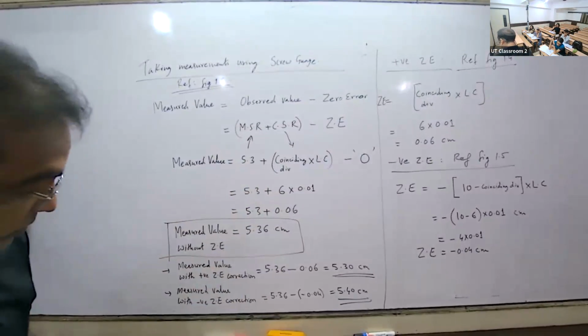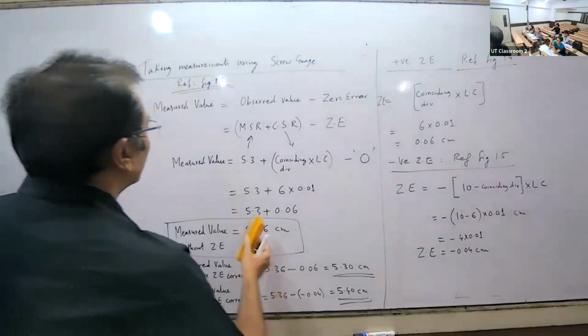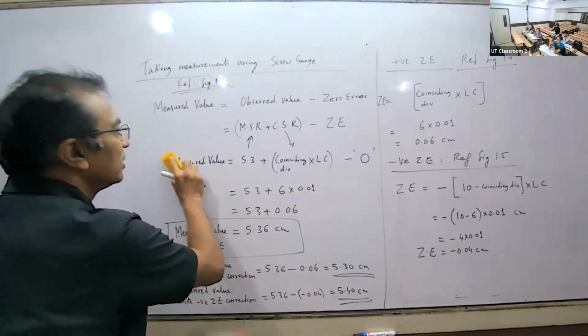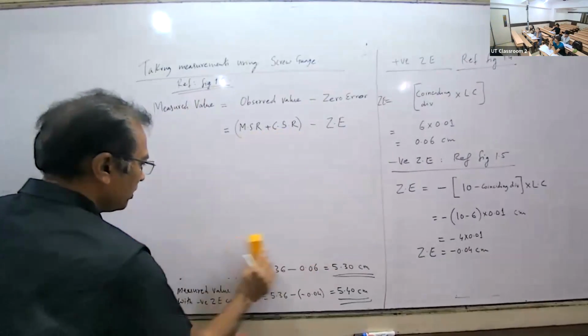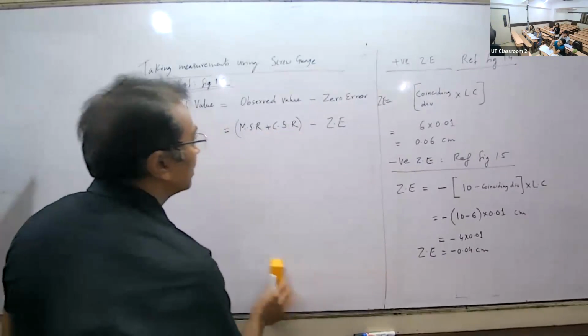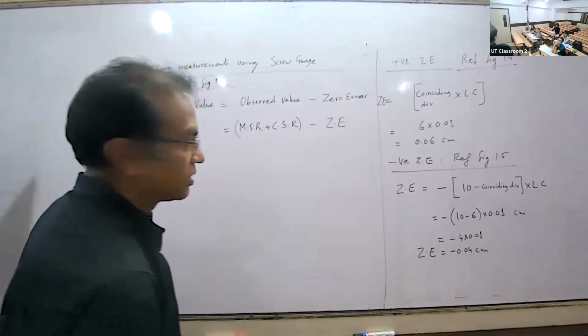So let's see if we have time. I don't think we'll have time. We'll do it in the next class. So you take the formula right now. I'll only explain how to take positive zero error and negative zero error in case of screw gauge.